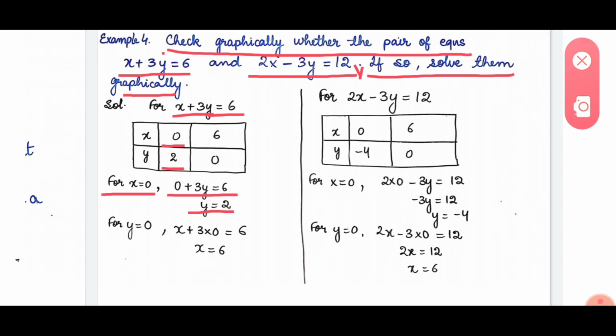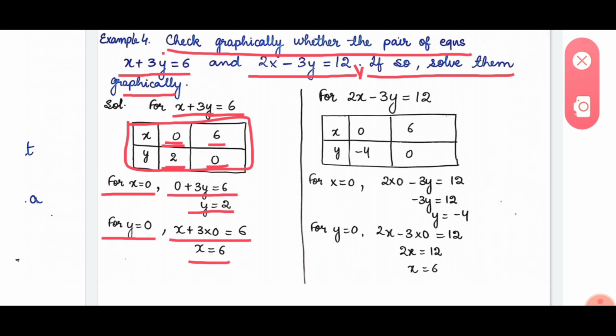Now let us put the value of y as 0. Then you will get x plus 3 into 0 equals 6. So the value of x will be 6. That means we can make the box and mark the points here: when x is equal to 0, then y is equal to 2, and when y is equal to 0, then x is equal to 6.